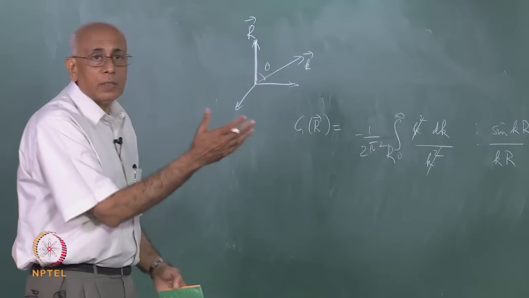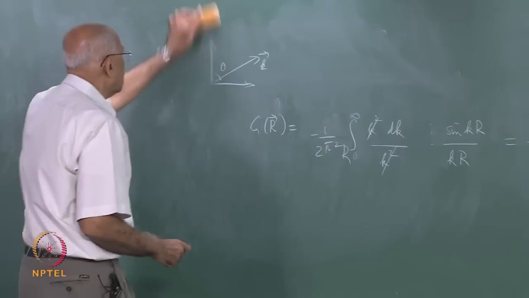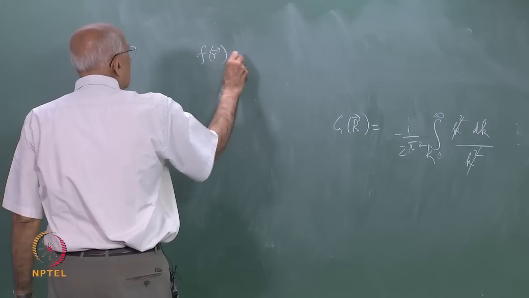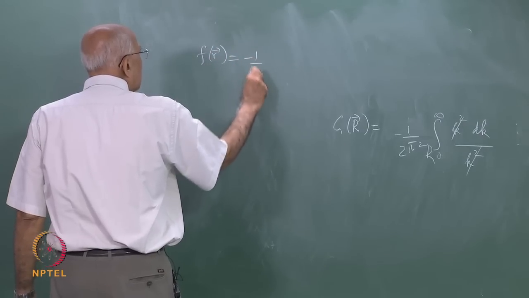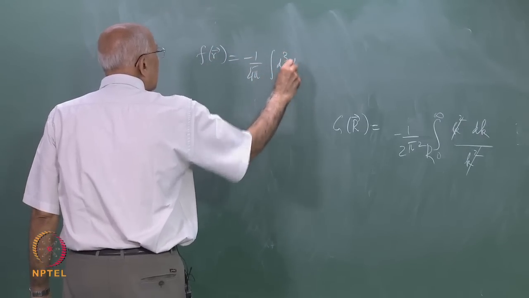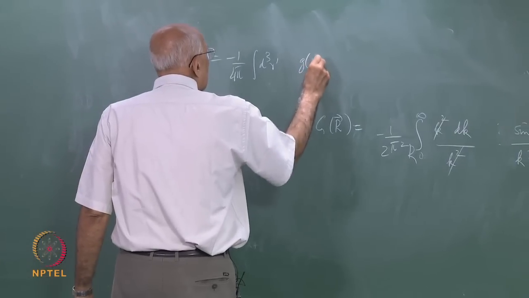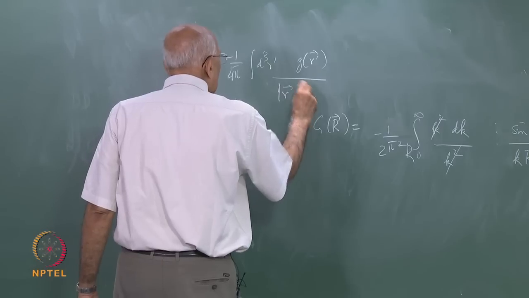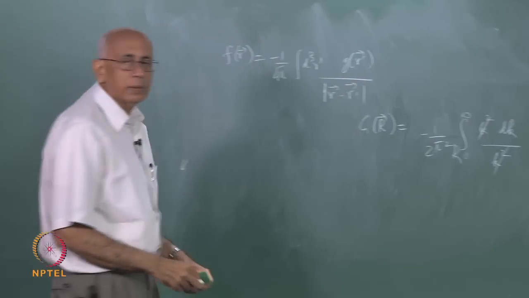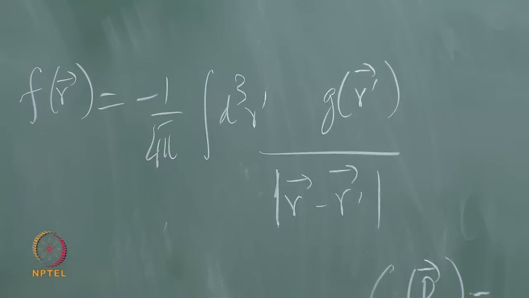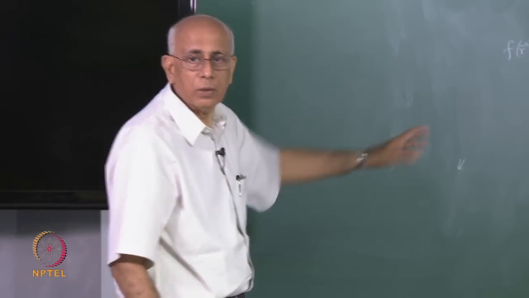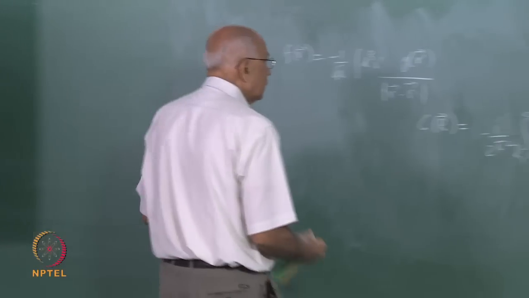And the rest of course follows. Now you can write f of r equal to minus 1 over 4 pi integral d3r prime g of r prime over mod r minus r prime. Okay. Plus of course the complementary function, but I took the boundary condition that this went to 0 at infinity, and then this is the solution here. Okay.